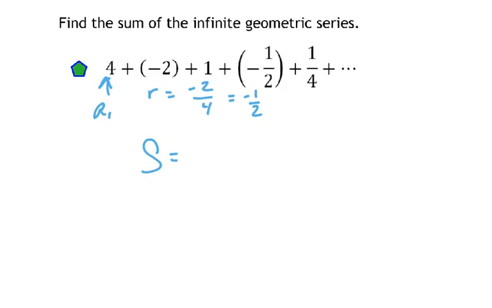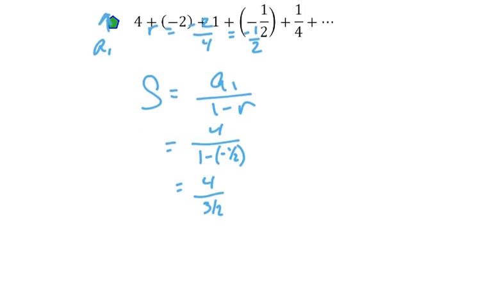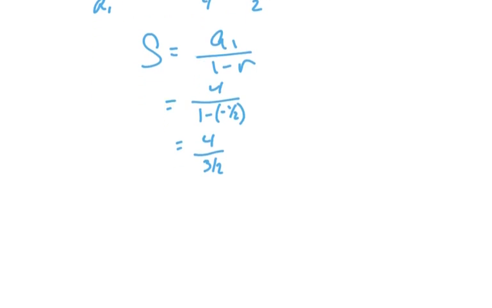So our sum, using our a sub 1 over 1 minus r, is going to be equal to 4 over 1 minus a negative 1/2, which is equal to 4 divided by 3/2. And when we multiply by the reciprocal, we get 4 times 2/3, which gives us 8/3 as a total.